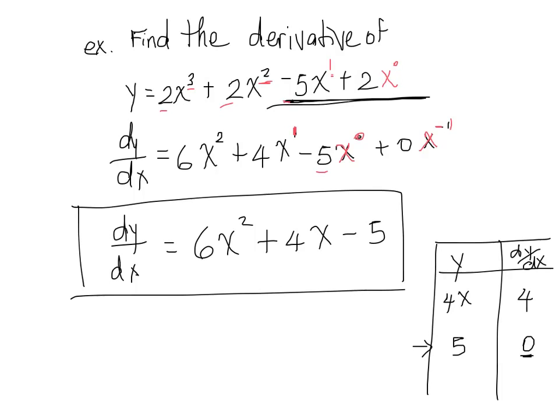So if y is 700, our derivative is 0. If y is 9,000,000, our derivative is still 0. Because the slope of y equals a constant, the slope of y equals 5, for example, is flat. It's not going up at all. So the slope is always going to be 0 if we just have a number with no x.